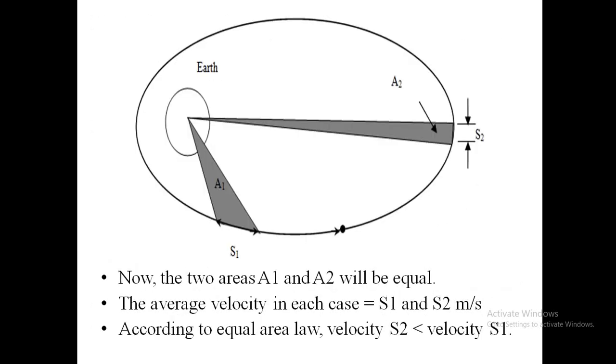So, here we have the ellipse with two areas A1 and A2 swept by the objects, and these will be equal, and the average velocity in each case is S1 and S2 meter per second, and according to the equal area law, the velocity S2 is less than velocity S1.